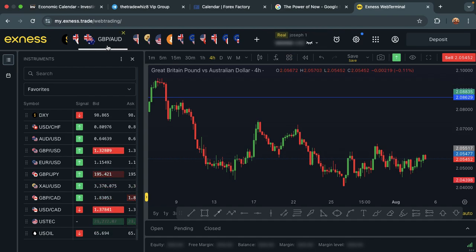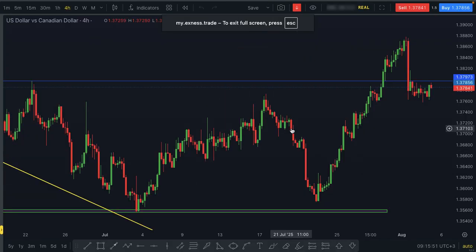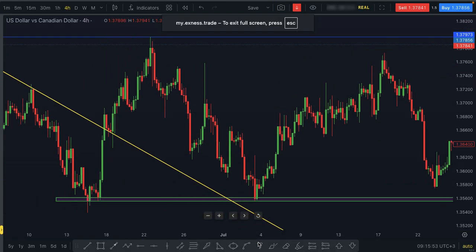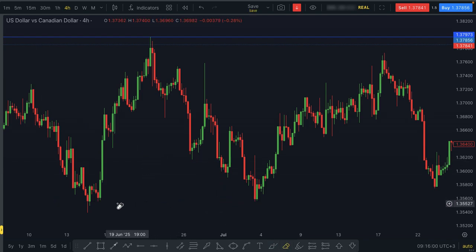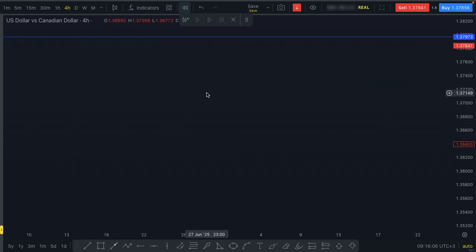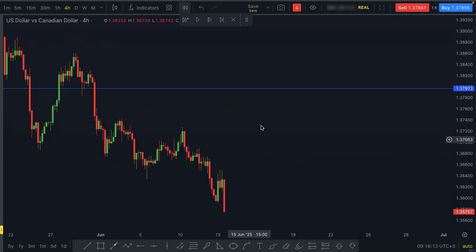Let's use the US dollar CAD. Let's first erase all this. Okay, and then let's first plot around here. So we're using USD CAD as our next example to see how we can learn about support and resistance.